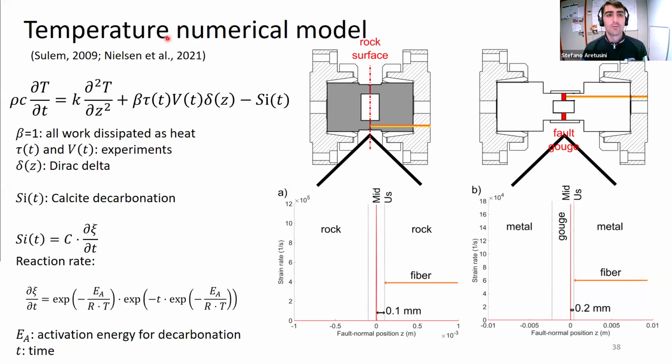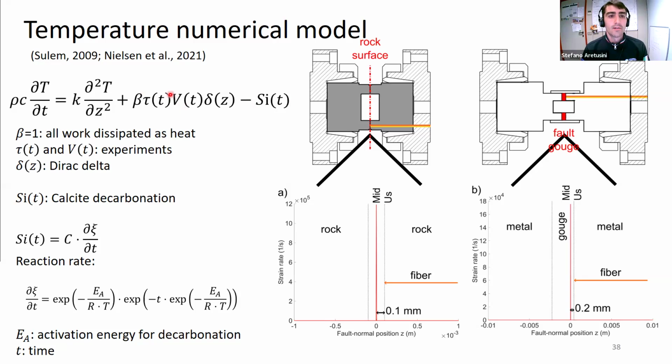Together with the temperature measurement, we wanted to do also a temperature numerical model to compare the two and try to constrain the energy balance. So starting from Sulem and Nielsen's work, I developed this numerical model for temperature diffusion and the temperature production by frictional heating, which comes from the β times τ times V and δ, which is this part of the equation, and corrected by the heat sink, because we know that the thermal decomposition of calcite is actually an endothermal reaction, and so it's subtracting heat from our frictional heat.